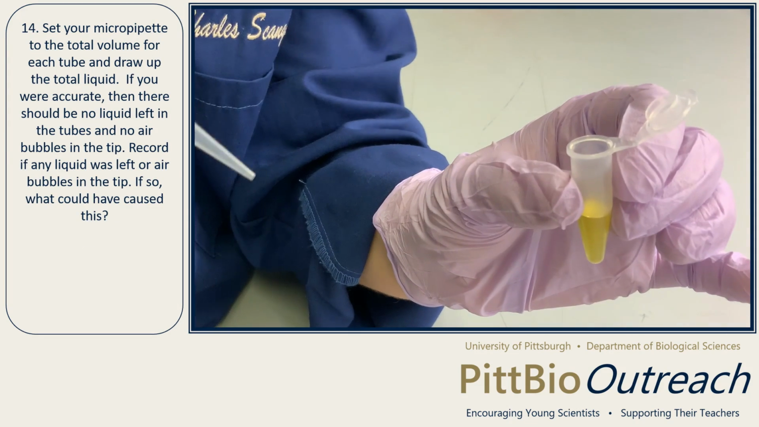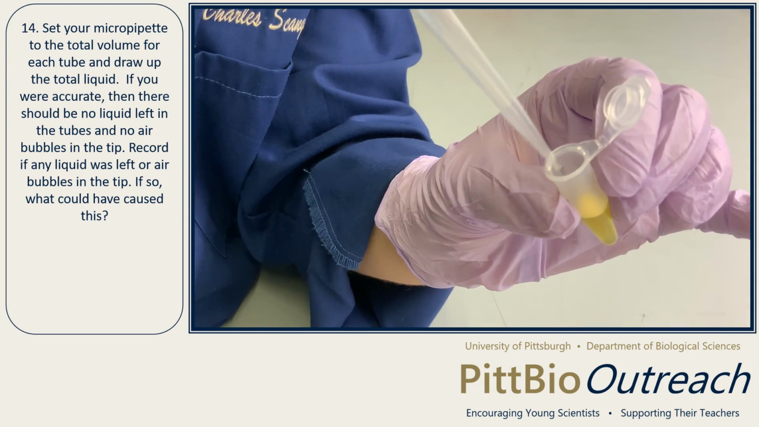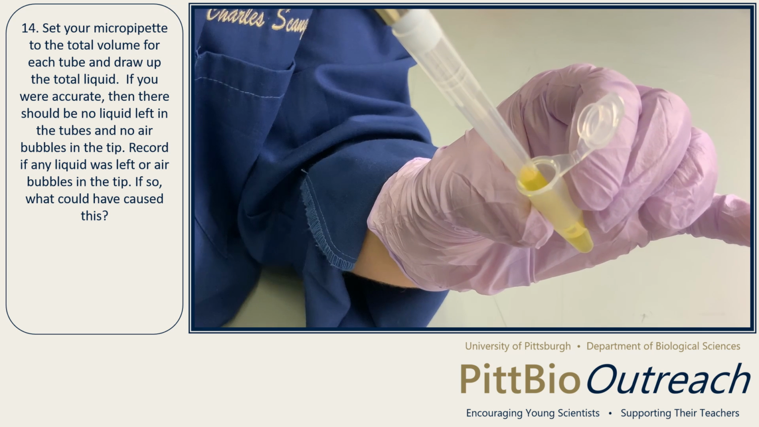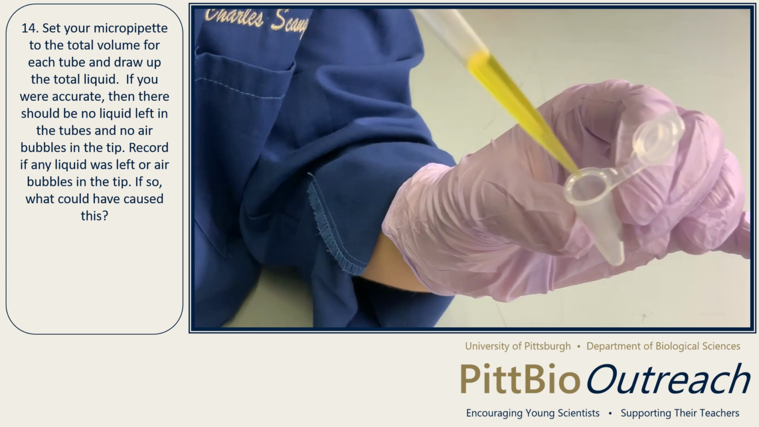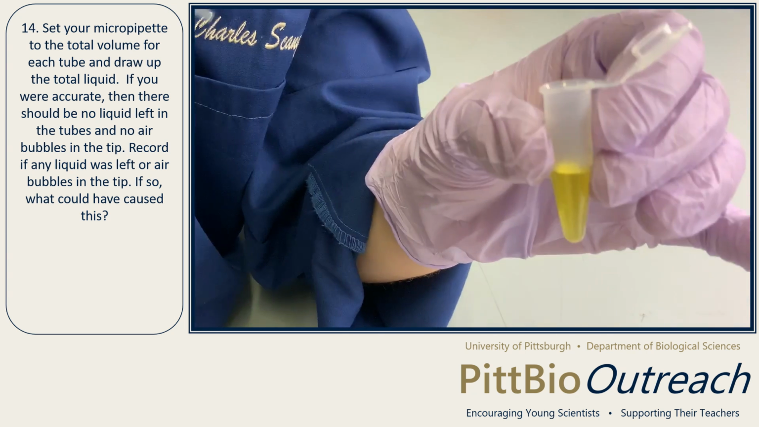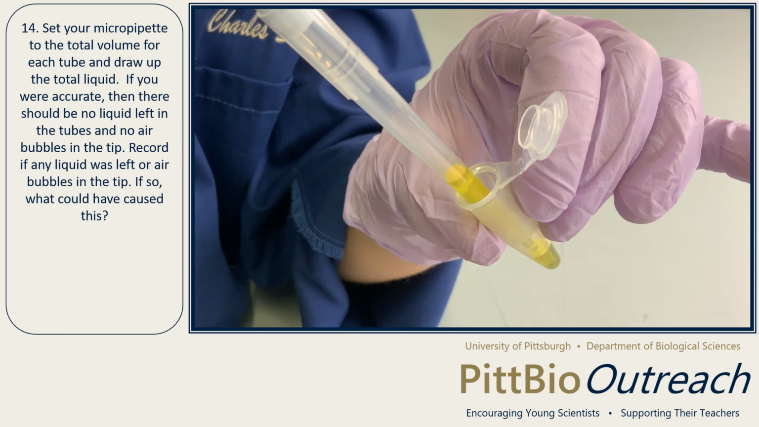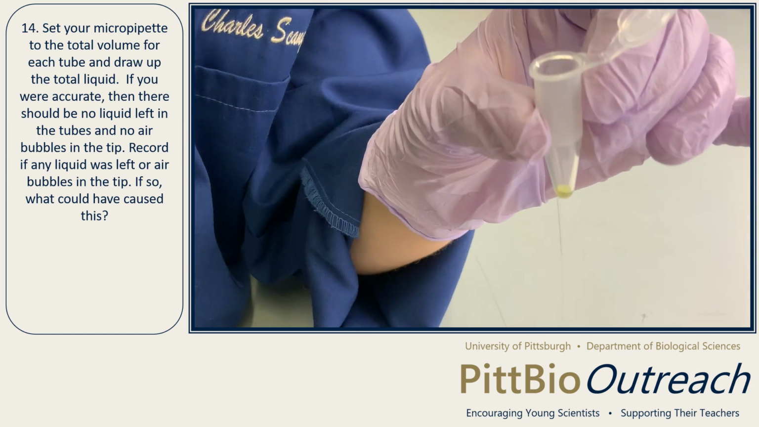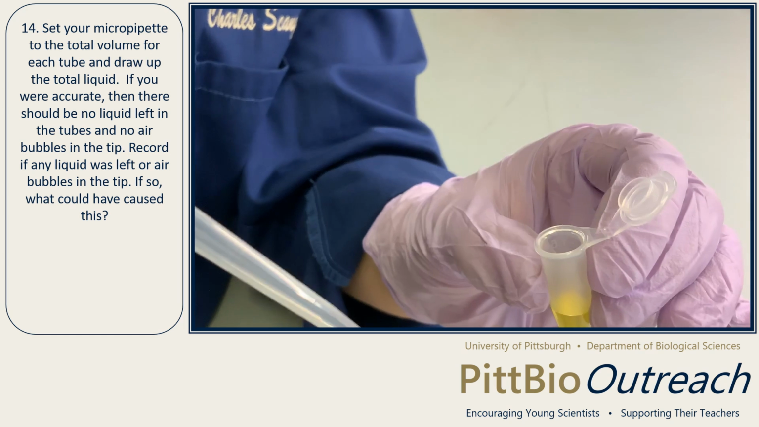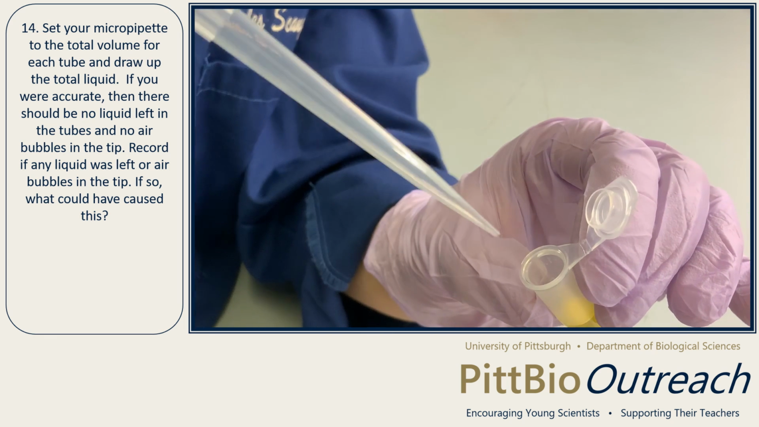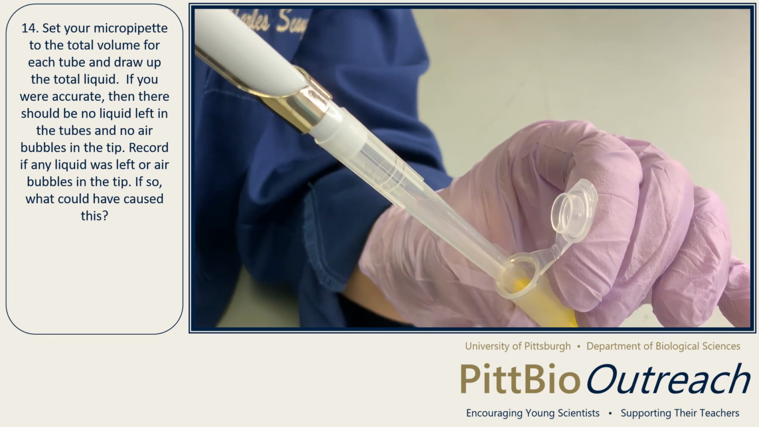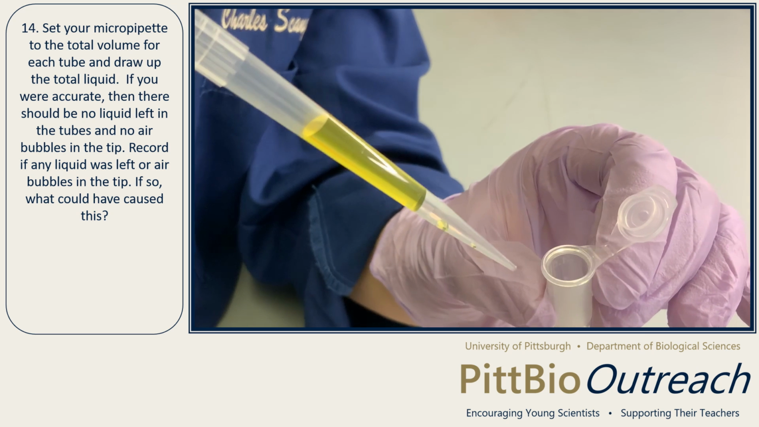Step 14. Set your micropipette to the total volume for each tube and draw up the total liquid. If you were accurate, then there should be no liquid left in the tubes and no air bubbles in the tip. Record if any liquid was left, or air bubbles, in the tip. If so, what could have caused this?